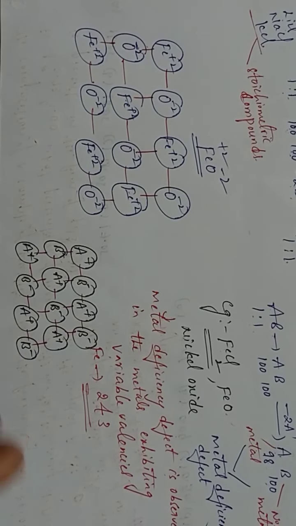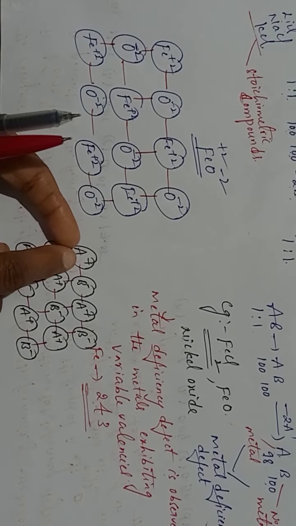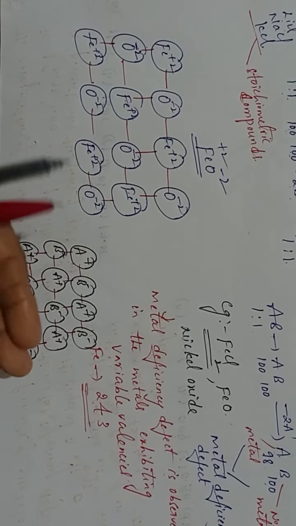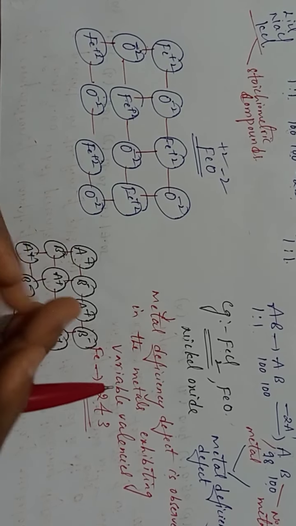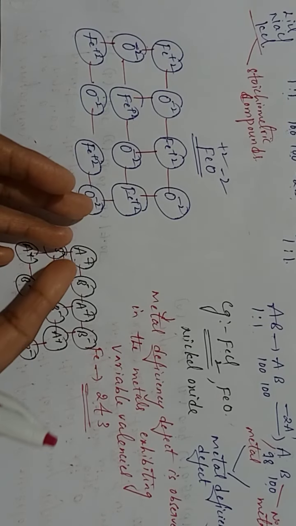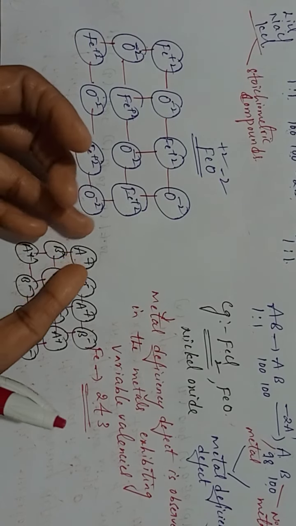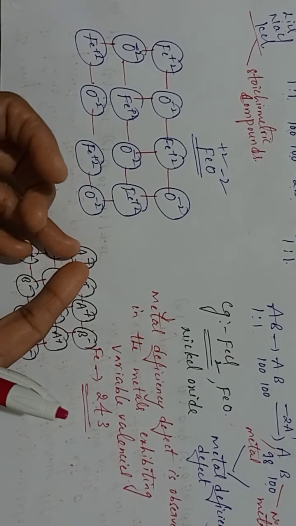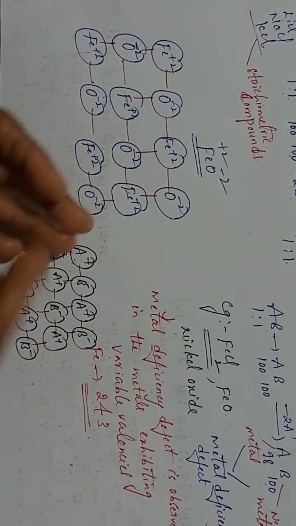Then what will happen, students? After the defect, here one cation is missed. That means here one vacancy is formed. Correct? One cation is missed, so we get one vacant site. That means the A+ cation is moving outside, moving from the lattice site.